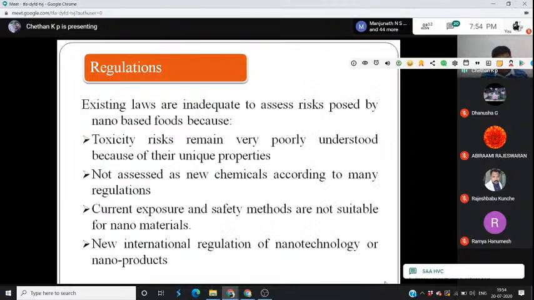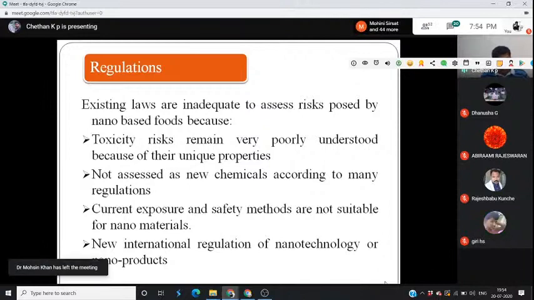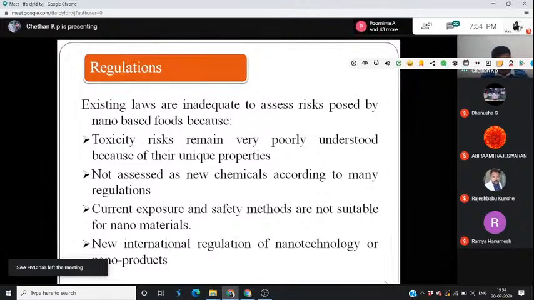So coming to the regulations, these are nothing but the rules and legislation that government has to make. At present, the existing laws are inadequate to assess the risks posed by nano-based foods. The reason being, toxicity risks remain very poorly understood because of their unique properties, and the number of studies undertaken is also very small. Not assessed as a new chemical according to many regulations.